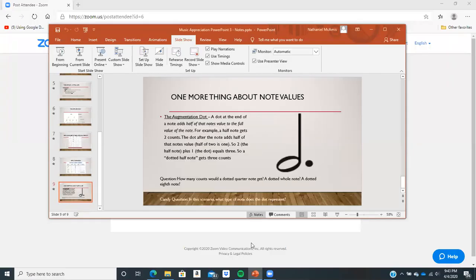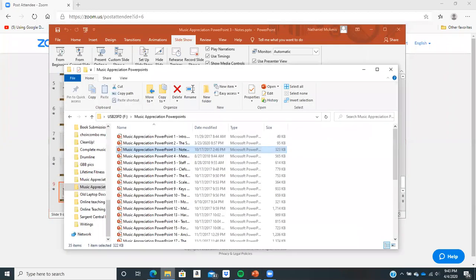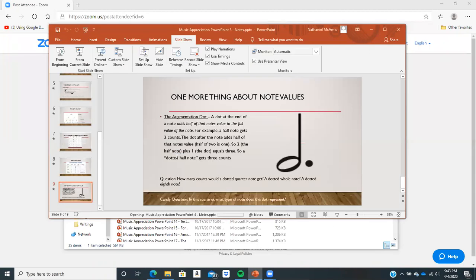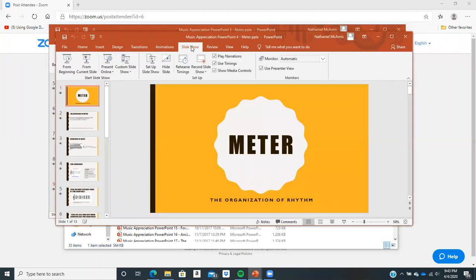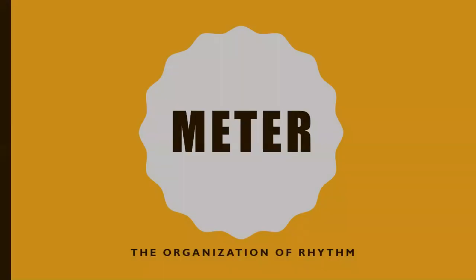Give me 1 second while I switch between my PowerPoints. So in the second one, also a very short little PowerPoint, but is on meter. And meter is essentially how we organize rhythm.